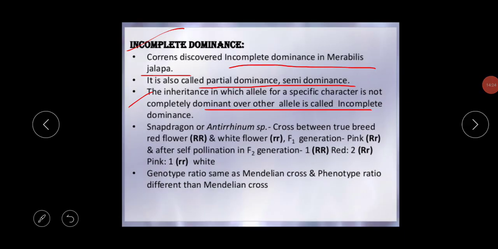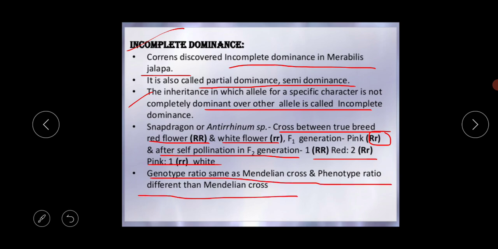The example is the snapdragon, or Antirrhinum species. The cross between the two true-breeding parents, the red flower and the white flower, gives pink color in the F1 generation. After self-pollination, in the F2 generation we get the 1:2:1 ratio. 1 means red, 2 means pink, and the other 1 means white. So the genotype ratio is the same as Mendel's cross, but the phenotype ratio is different from the Mendelian cross.